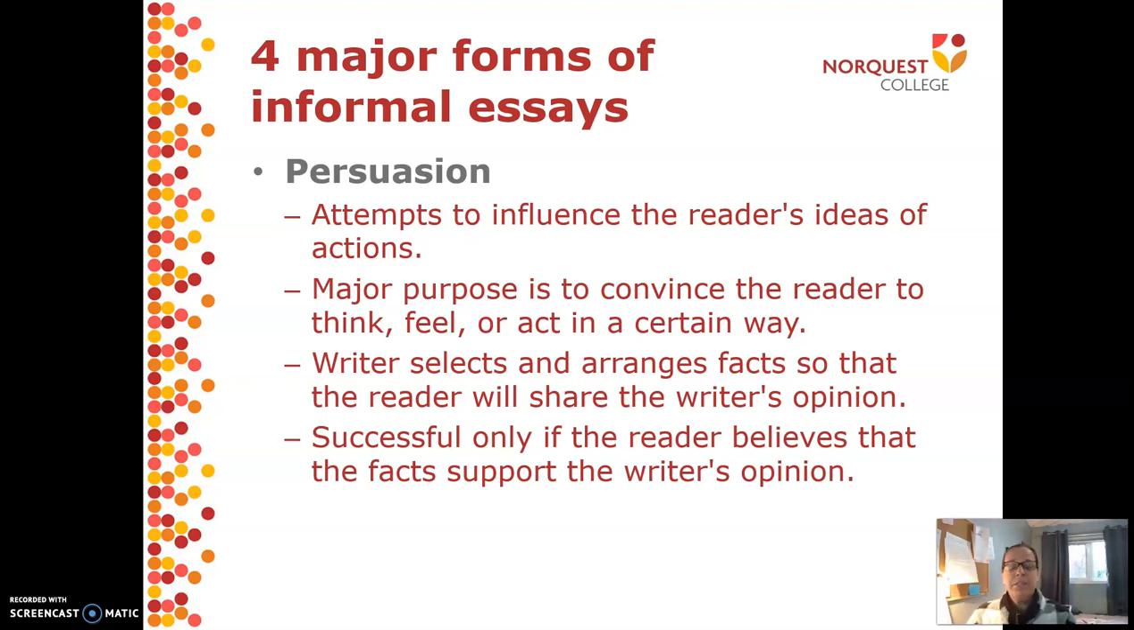Persuasion. This attempts to influence the reader's ideas or actions. The major purpose is to convince the reader to think, feel, or act in a certain way, so trying to inspire the reader to do something. The writer usually selects and arranges the facts so that the reader will share the writer's opinion. So I'm writing about something that's really important to me, and I'm hopefully going to put stuff in there that'll help you to think the way that I'm thinking. It'll only be successful if the reader believes that the facts support the writer's opinion. Again, this is nonfiction, so there still needs to be facts in here, or truth, to support the opinion that's being given.